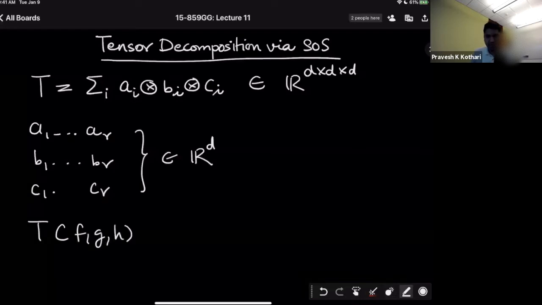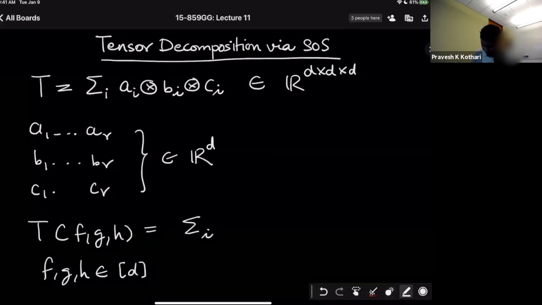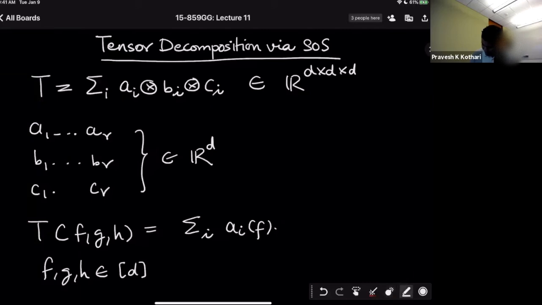So for example, the f-g-h entry, the entry at the triple indicated by f, g, and h, where each of these are integers in 1 through d, is simply given by the sum over i of the f-th entry of the first vector, the g-th entry of the second vector, and the h-th entry of the third vector. Just so that the notation is perfectly clear, that's what this tensor notation means.